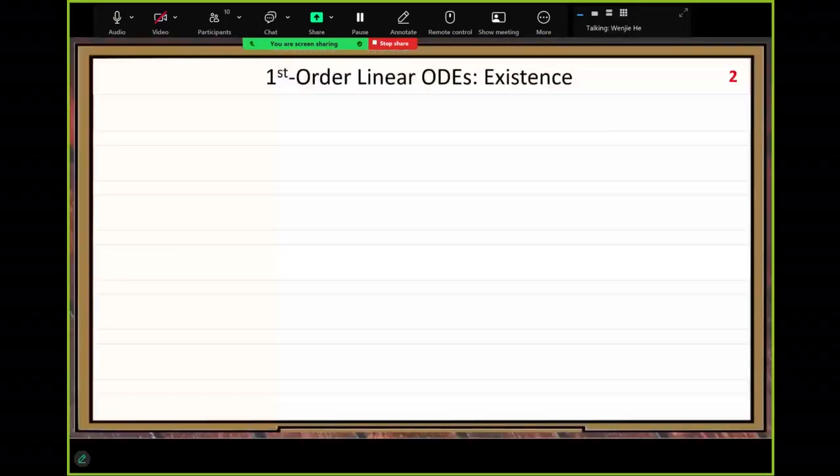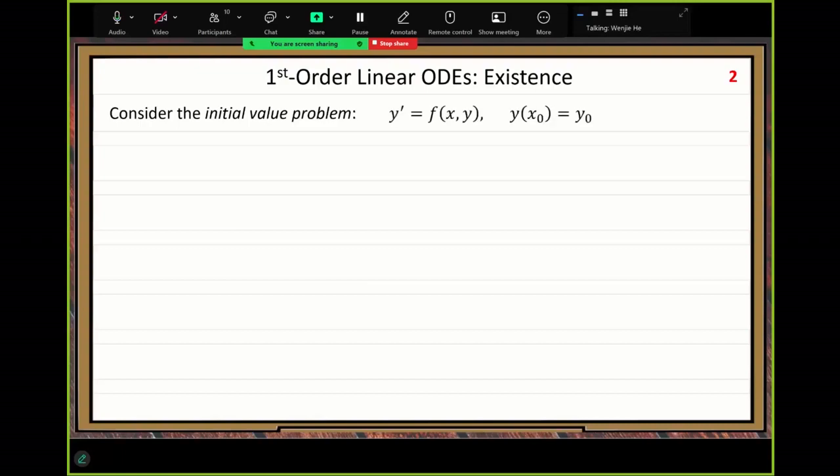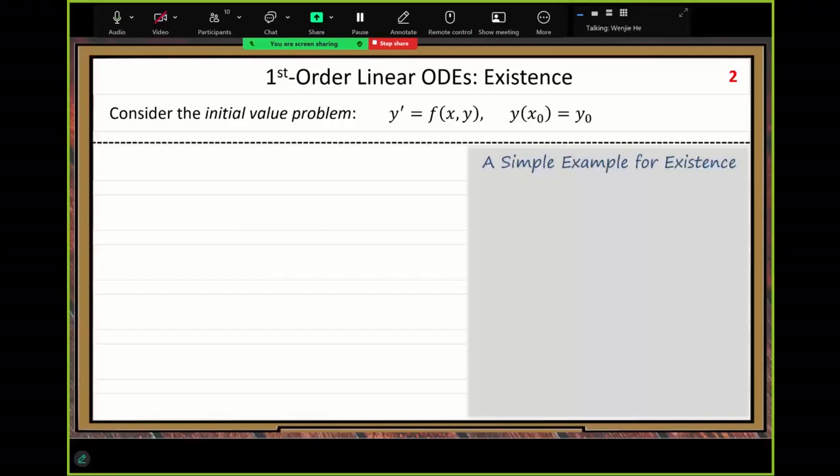Let's look at the first order case, linear ODE, the existence problem. Consider the initial value problem for the first order. Simple example for existence. At this point, when we are given a first order ODE, usually we assume there is some solution, and we just need to find it. But we never consider the case that the solution may not exist. There is a possibility the solution does not exist, so here we need to consider that possibility.